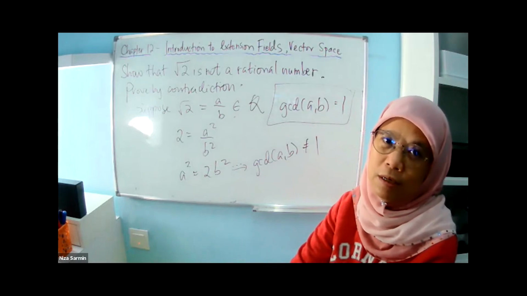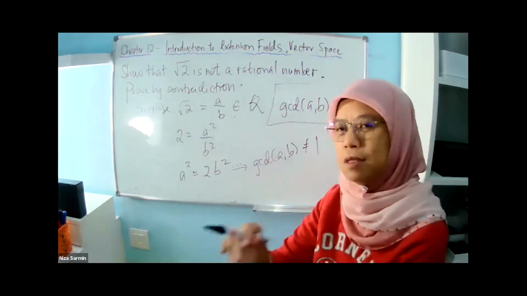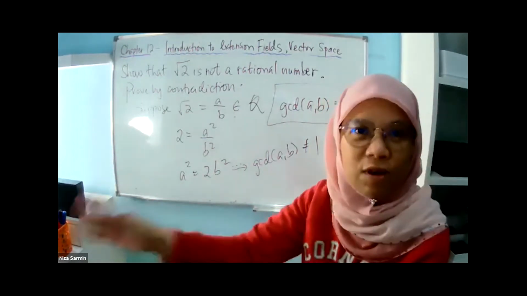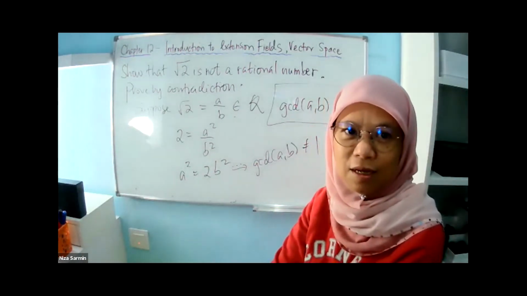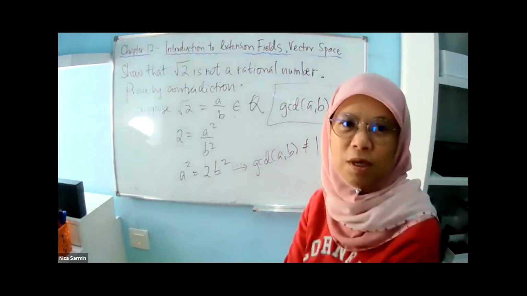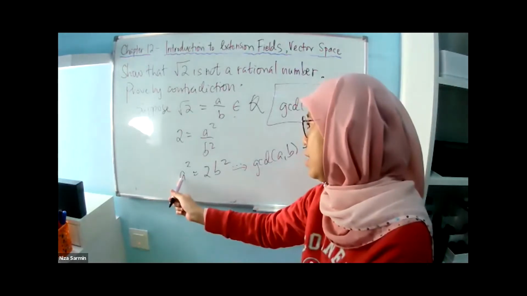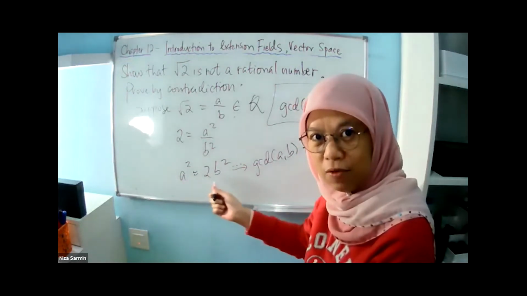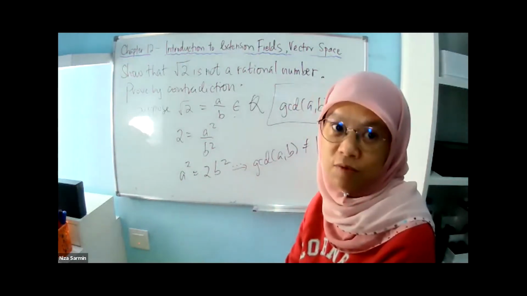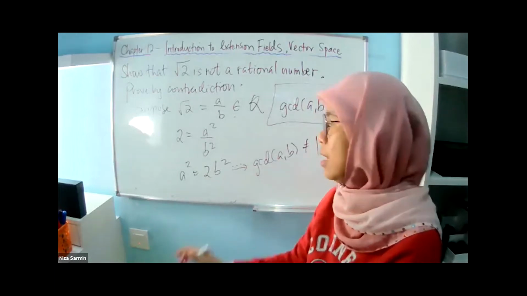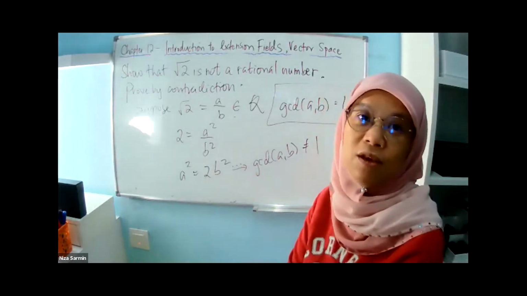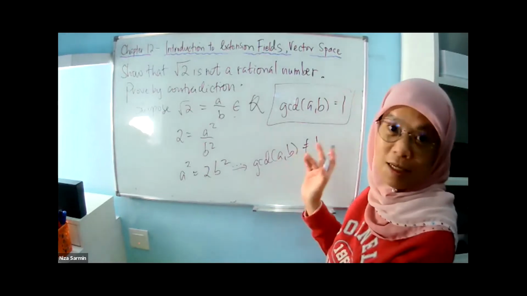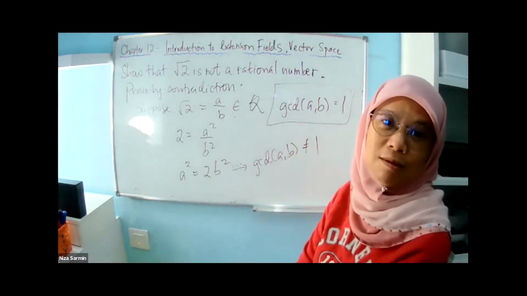In number theory, if a squared is even, then a has to be even, right? And b also has to be even. So if a and b are both even, the GCD has to be 2, not 1, right?